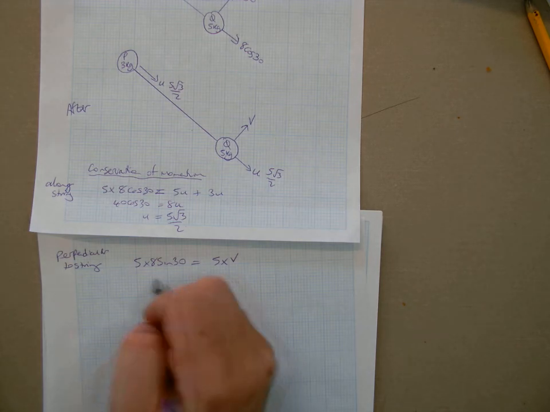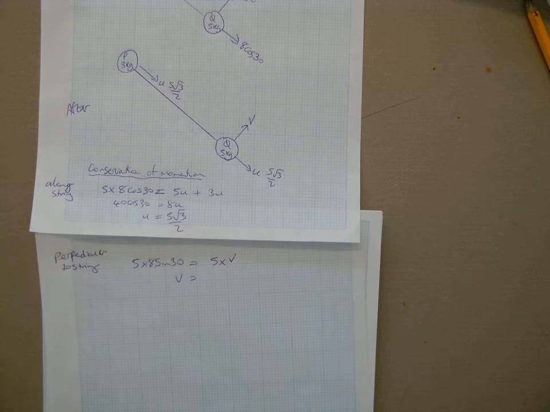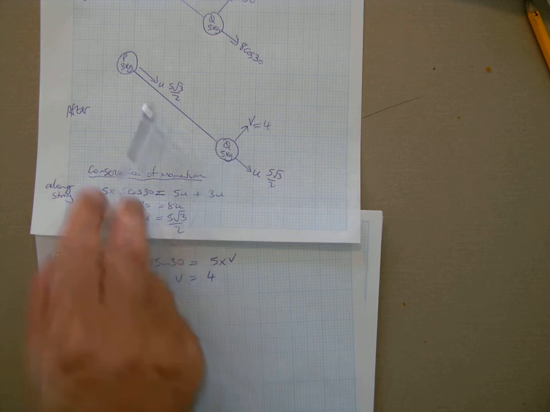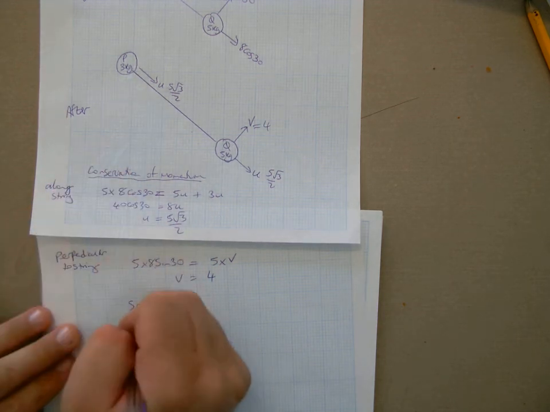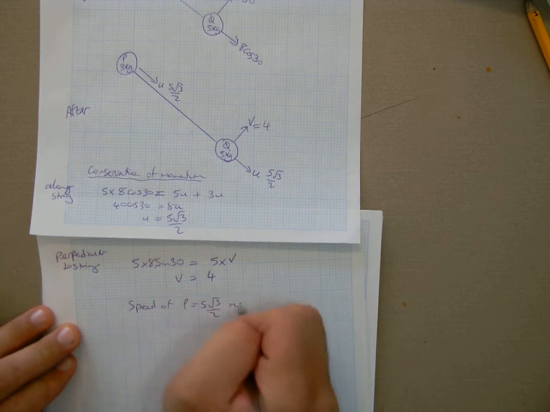So 5 times 8 sine 30 equals 5v, so you get v out to be 5 times 8 sine 30 divided by 5, which is 4. So v will be 4. In our diagram, now we can actually work out what the speed of Q is. We know the speed of P; it's just that afterwards. We could say the speed of P is 5 root 3 over 2 meters per second.